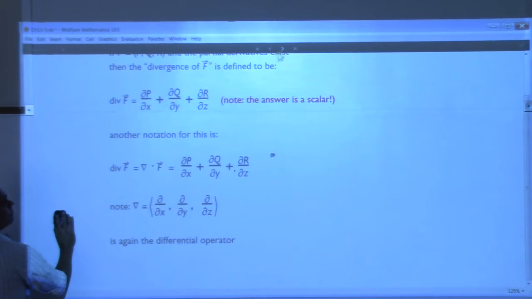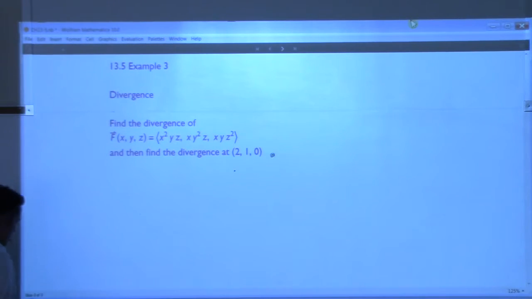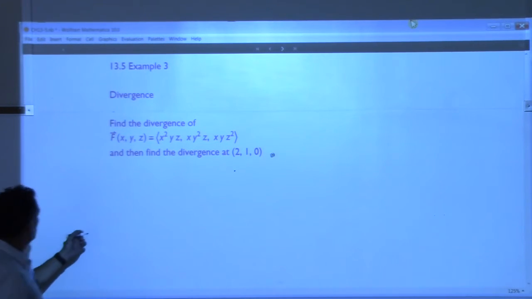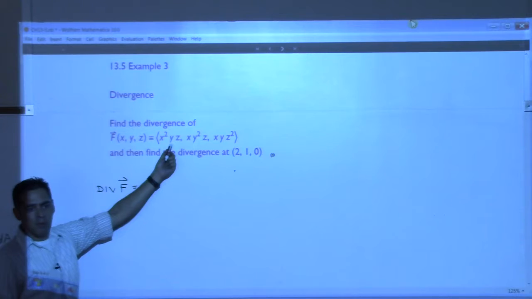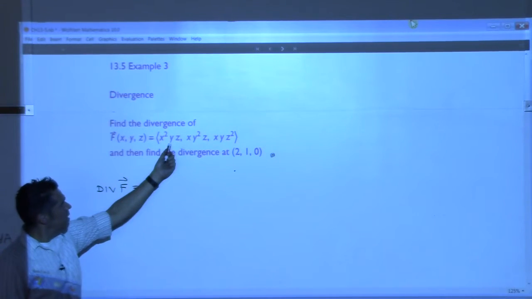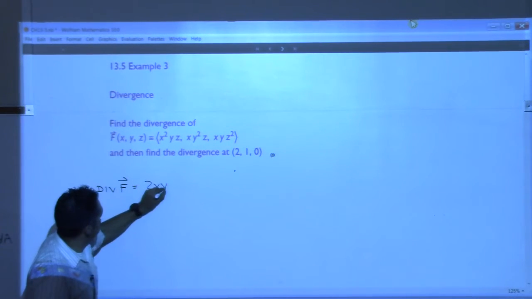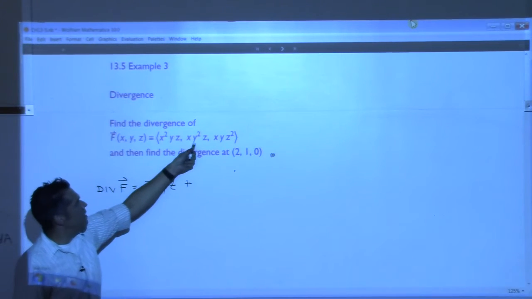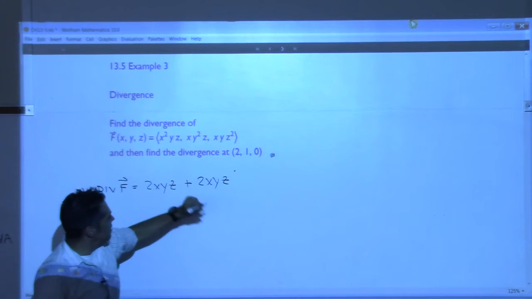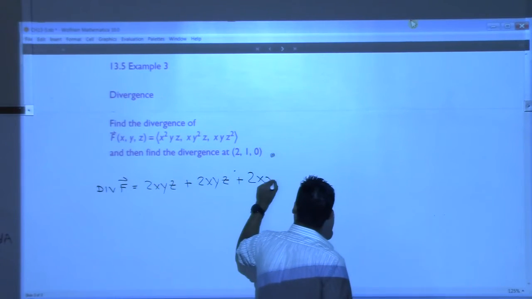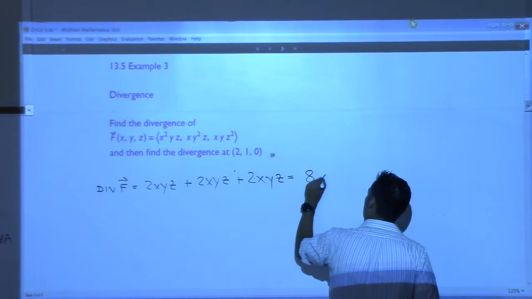Let's do one. That's the same vector field we had a second ago, isn't it? So we calculated the curl of that. That took a little work. But the div of this, much easier. Div F equals the partial of that one with respect to x, right? 2xyz, plus the partial of that with respect to y, 2xyz, and finally the last one, plus 2xyz, which is 8xyz.